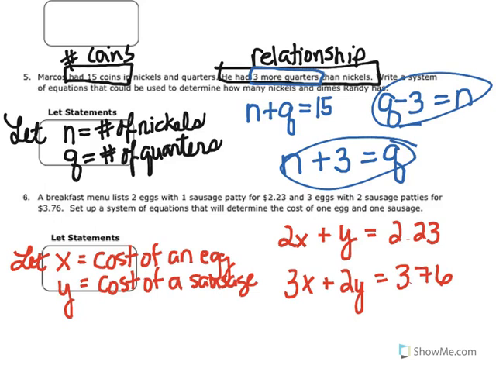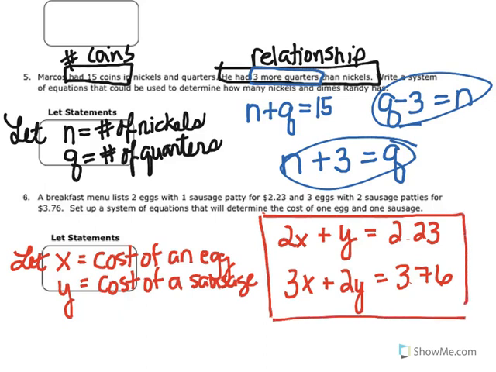Now there you go. We have set up a bunch of systems of equations, and tomorrow we're going to start solving these. So right now you're getting very good at setting them up. Then we're going to learn how to solve them and figure out the answers to all these. What's the value of X? What's the value of Y?